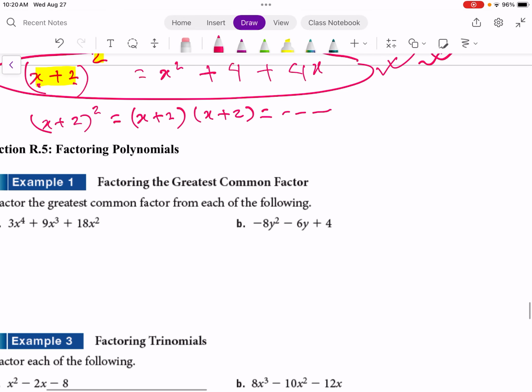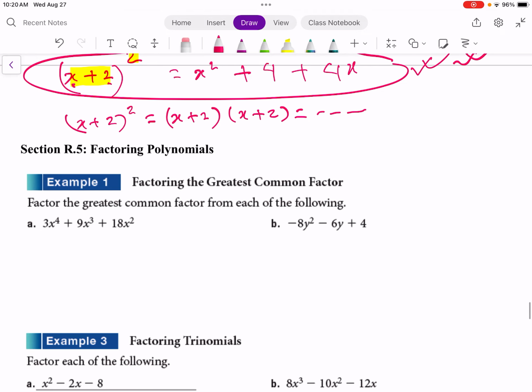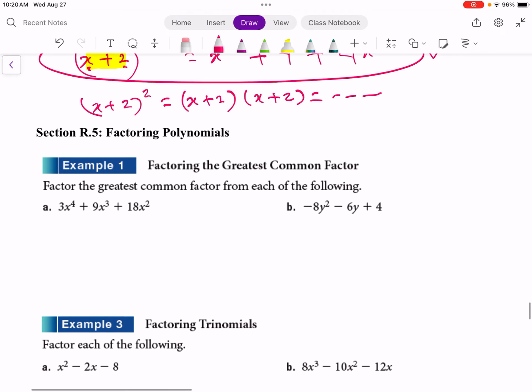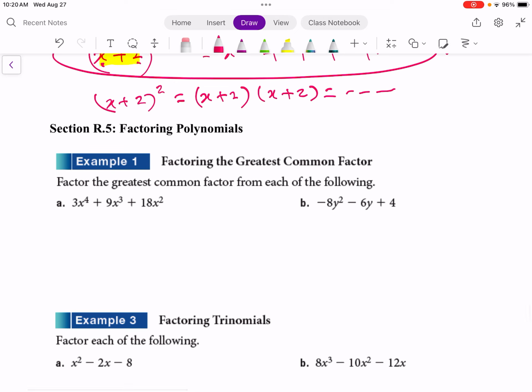Okay, so here we have to find the greatest common factor. So what does it mean by writing a polynomial in a factor form? What does it mean? Writing in factor form, or factorization, means we are rewriting that given polynomial in a product form.